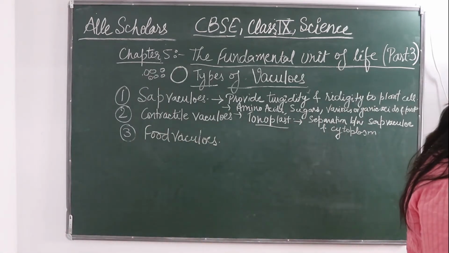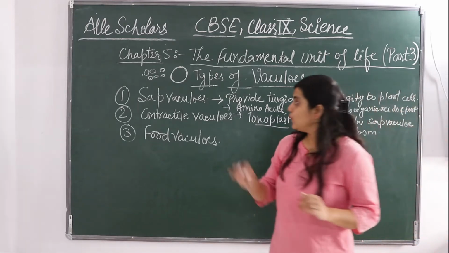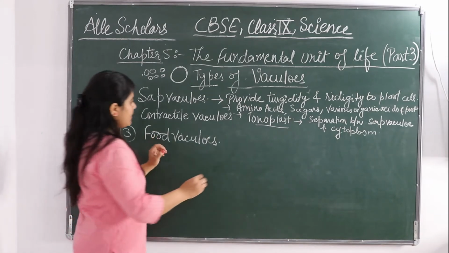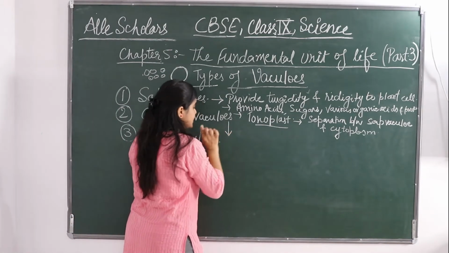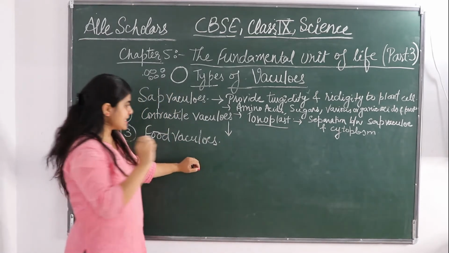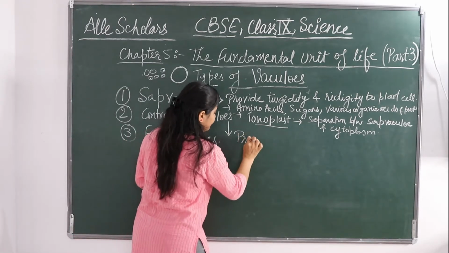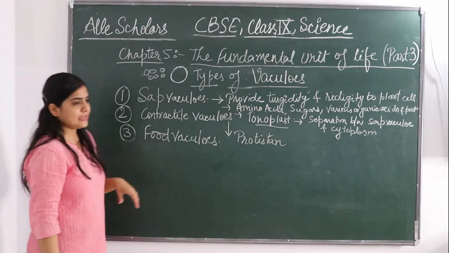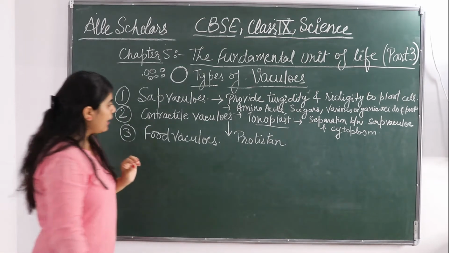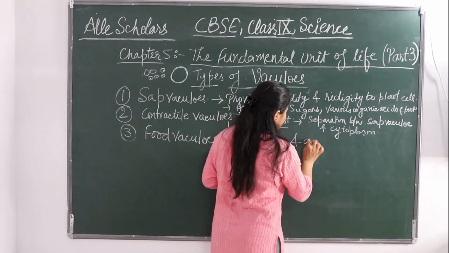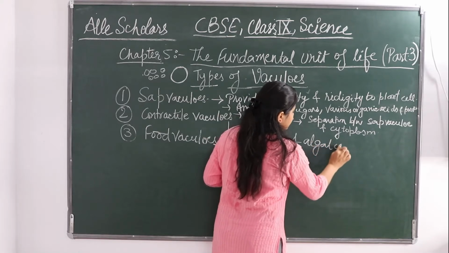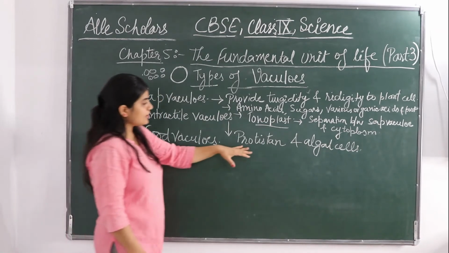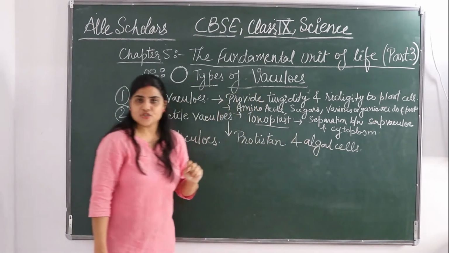Now the second type of vacuole is the contractile vacuole. So what is this contractile vacuole? These contractile vacuoles are found mostly in protistans. Okay. Mostly they are present in protistans and also in algal cells. Algae में पाया जाता है. Fine. So these protistans or algal cells live in fresh water.